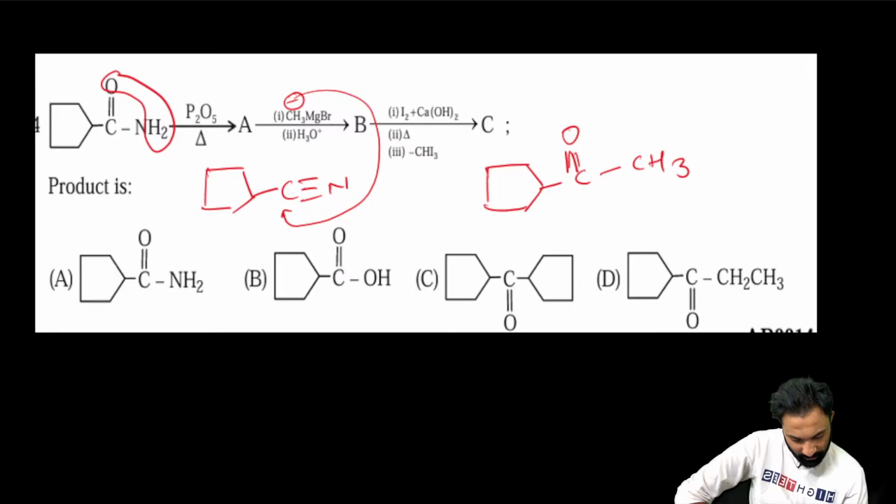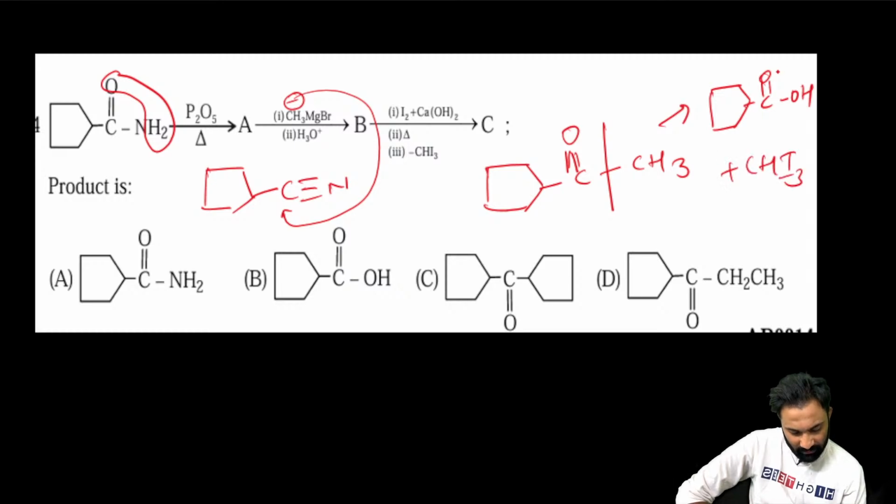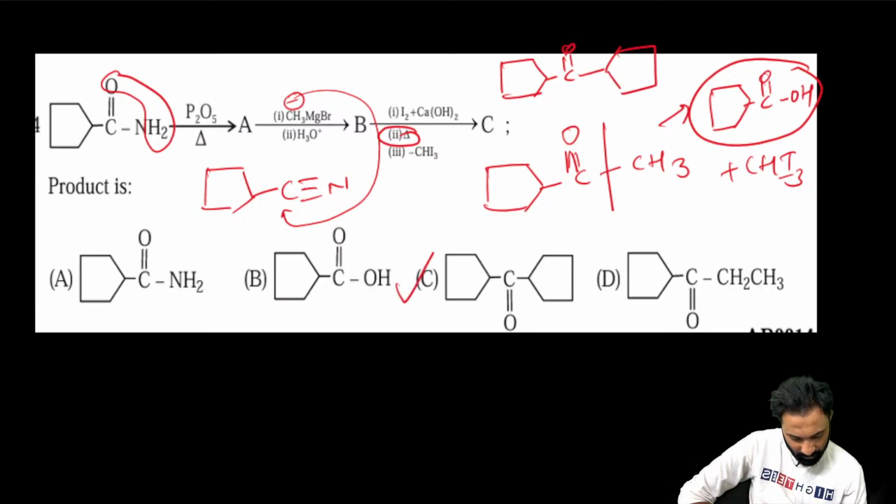Now, this ketone upon iodoform will be converted into the carboxylic acid, and it will be converted into CHI3. Now, this carboxylic acid is given the heating. You have to consider it as a dry distillation, and it will be converted into the diketone.